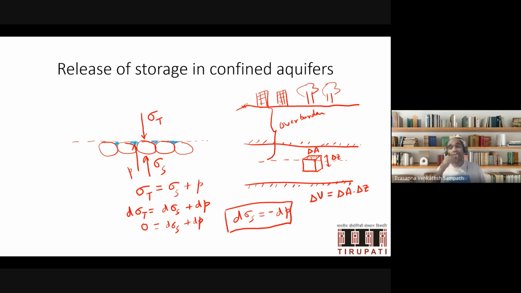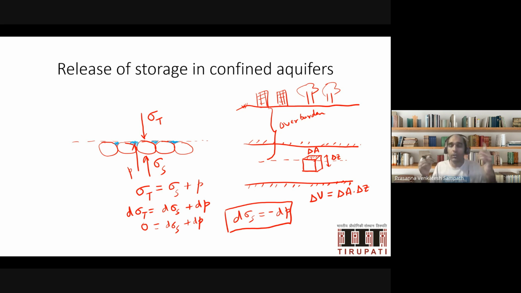Now what this equation is telling us is that when I remove some water from this confined aquifer, it reduces the pressure of water in that aquifer. But a reduction in pressure, whatever that amount is, if dP is the reduction in pressure, it has to be accompanied by an increase in the intergranular stress in that little control volume, right? So if dP is negative, d sigma s has to be positive. And if dP is positive, then d sigma s will be negative.